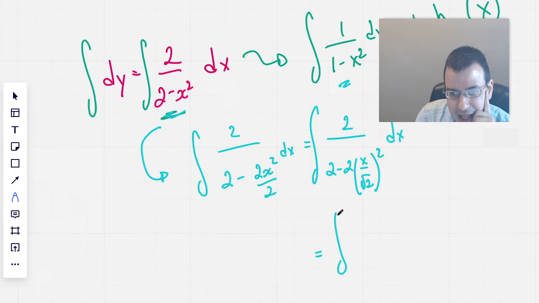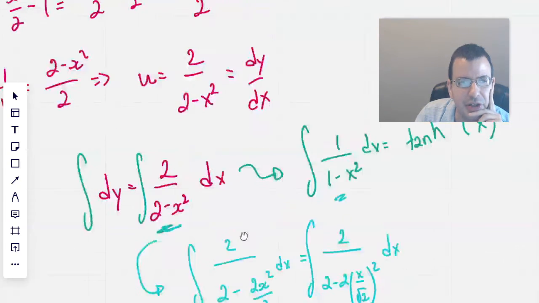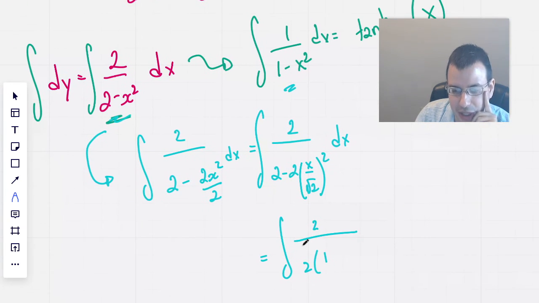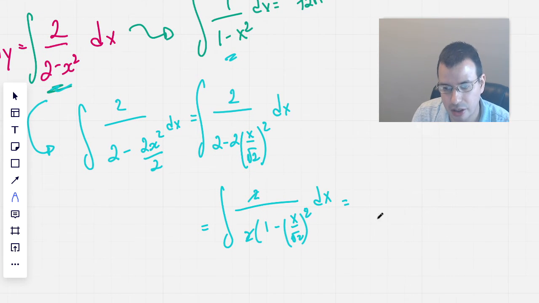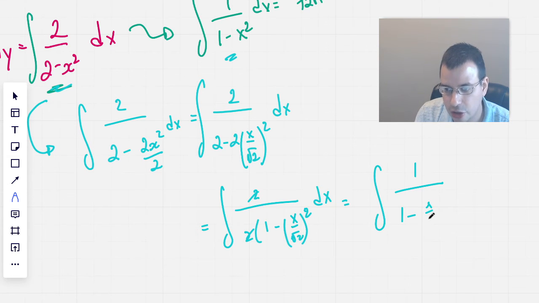So then we'll take this out. So this will be 2 over 2 times 1. Is there supposed to be a 2 down there? Probably. I'm gonna stick with that. So 1 minus x over square root of 2 squared dx. These cancel. One more time, just for extra clarity: 1 minus x over, that's a terrible x. I don't know why I'm writing them so small. x over square root of 2 squared dx.